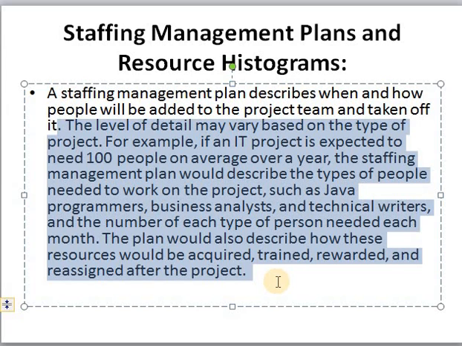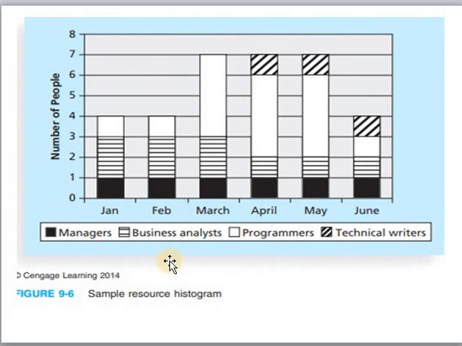So basically in this particular document you will describe how you will utilize these resources in order to acquire, train, and reward them, and in order to reassign those resources after the project. So basically we have a sample resource histogram using which we can model the managers, the business analysts, the programmers, and the technical writer resources over a period of time according to the quantity in a project.